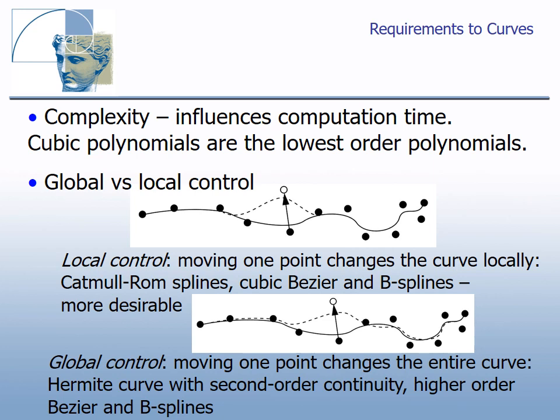The next requirement is that the curve has to be simple to calculate, because complexity influences computation time. The lowest possible order polynomials for splines are cubic polynomials. One more requirement is local control. If we move one point and the entire curve changes, as shown in the lower image, it is called global control. Local control, shown in the upper image, is preferred in computer graphics. It is provided by Catmull-Rom splines, cubic Bézier, and B-splines.